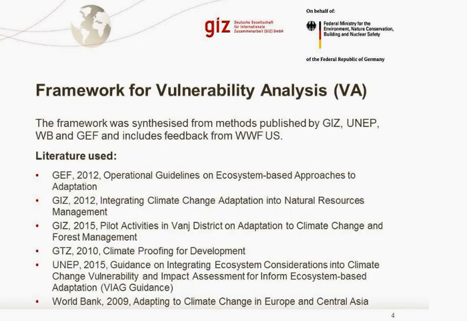So for what we did, we first more aggregated and synthesized from different sources a kind of framework for vulnerability assessment. And here you see some sources for that.